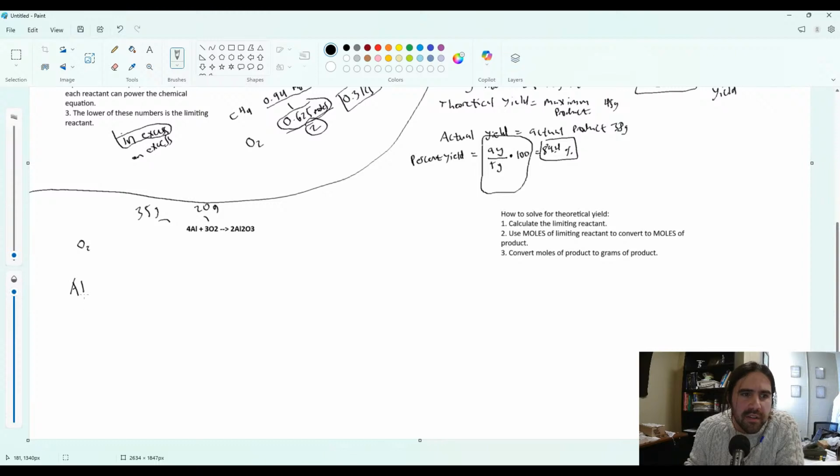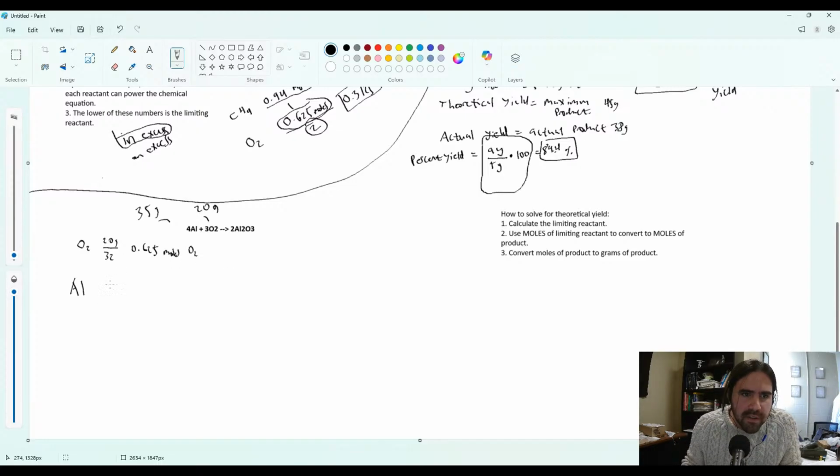Okay. What was I saying? Yes. So we've got to calculate the limiting reactant. In order to do that, I've got to figure out how many moles there are of each of these, right? Oxygen has 20 grams and a mass of 32, because there are 2 oxygen atoms in there. So 20 divided by 32 equals, we did this already, 0.625. That's how many moles of O2 there are.